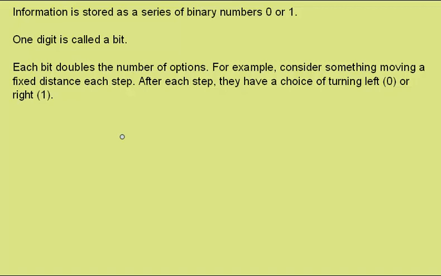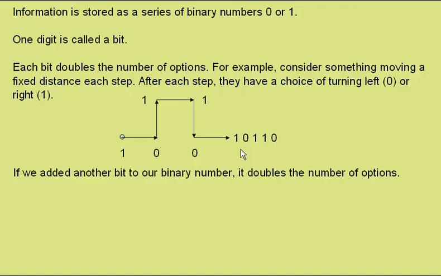So we start here, and a 1 takes us to the right, a 0 to the left, a 1 to the right, another 1 to the right, and a 0 to the left, and we end up here. So we can write this particular route as 1, 0, 1, 1, 0, and I'll write that here. For these 5 bits, there are many possible alternatives. In fact, every time we add a bit, we double the number of options.